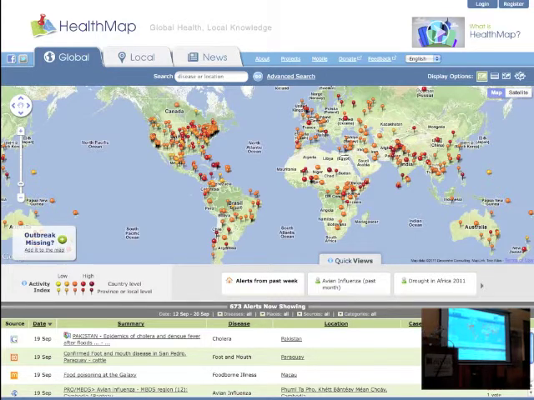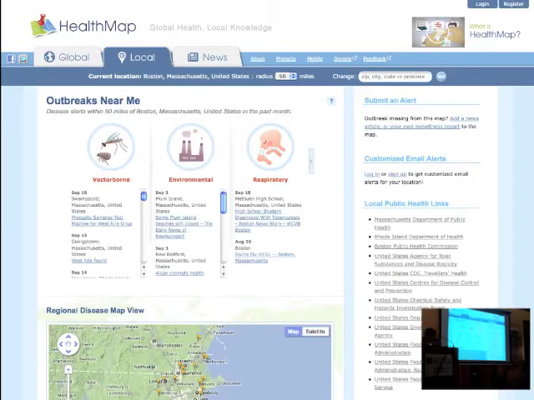we have a globally focused website, but we also have a locally focused website, which has got a little bit cut off, but I pulled this up while I was in Boston. So this is a map of Boston with all of the events within a 50-mile radius of Boston. If you sign in to healthmap.org and go to your local site, you'll be able to get all of the epidemics that are happening in your area classified by different types of diseases.